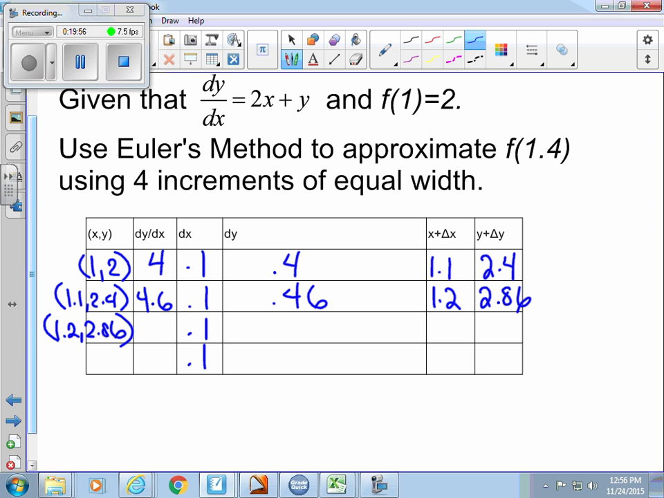My dy over dx, 2 times 1.2 plus 2.86 is 5.26, is that right? 5.26 times 0.1, 0.526. So at each point we're using the new slope to get a better approximation. We're not using the same slope from the beginning. That way we come up with new tangent lines at each approximation. So the tinier your increments, the better approximation you get.